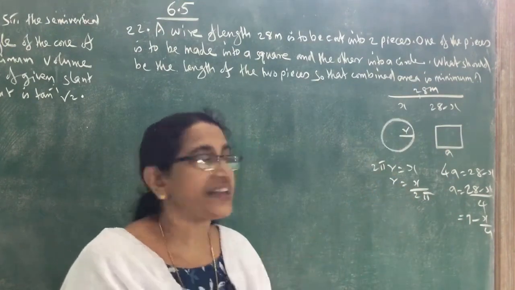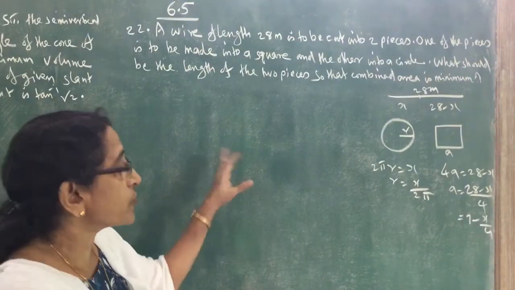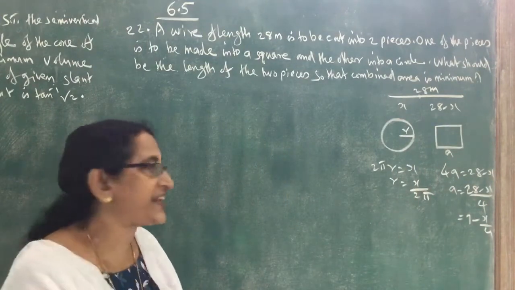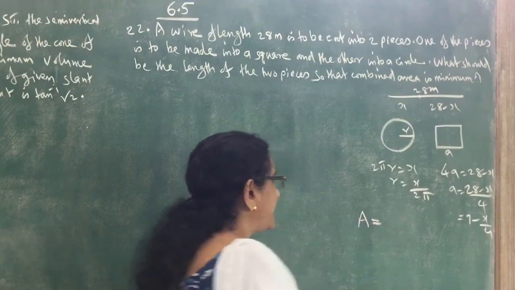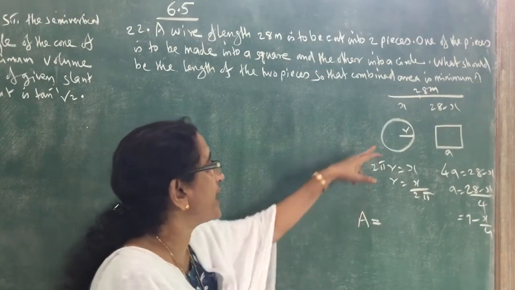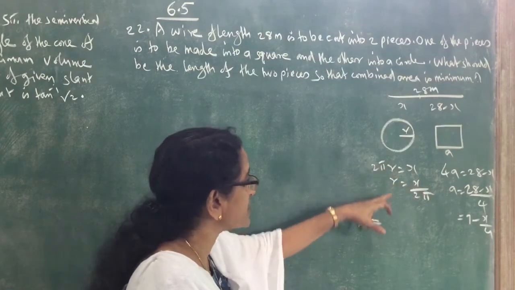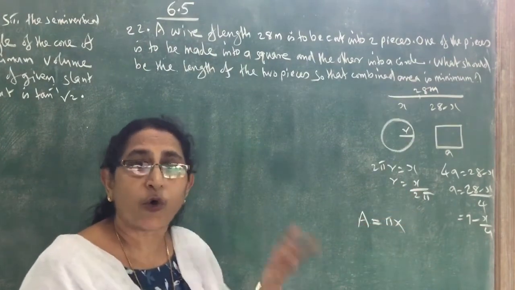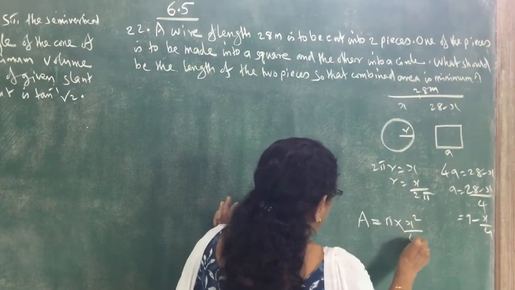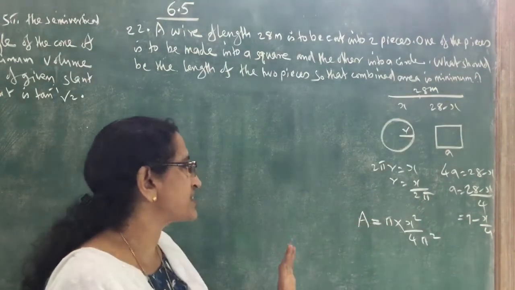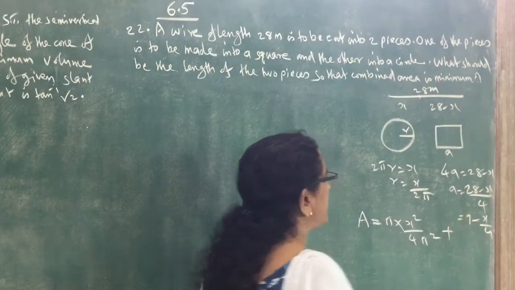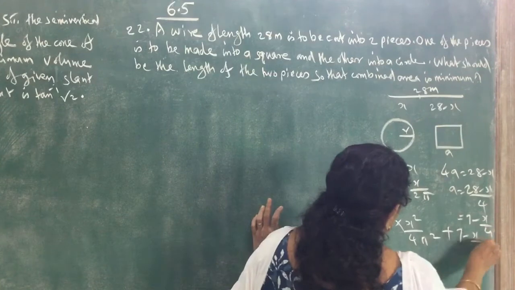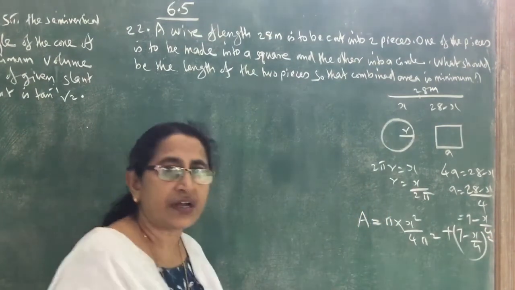Now we can find the combined area. That combined area should be minimum. So the combined area of the circle and the square, we denote by capital A. So A equal to area of the circle plus area of the square. Area of the circle is pi r square. So pi into radius r, which is x by 2 pi, whole square. That is x square by 4 pi square. So that is the area of the circle, plus the area of the square, a square, where a equal to 7 minus x by 4. So (7 minus x by 4) whole square is the area of the square. So that is the combined area.